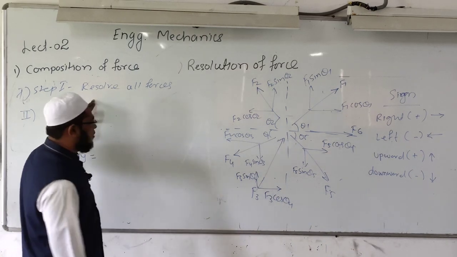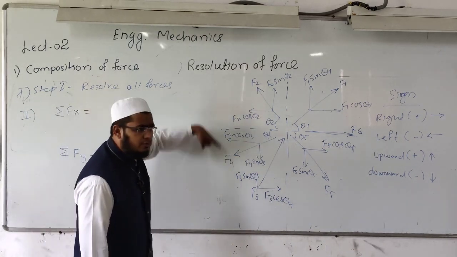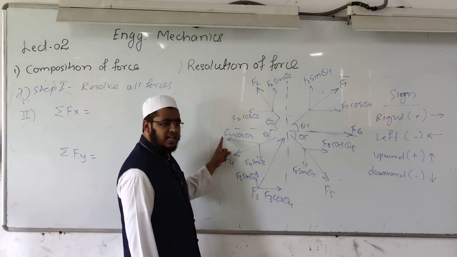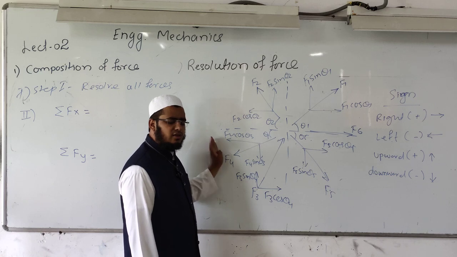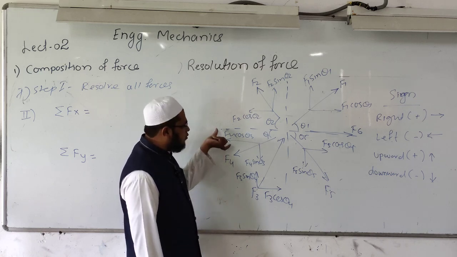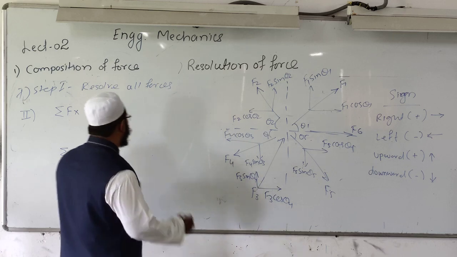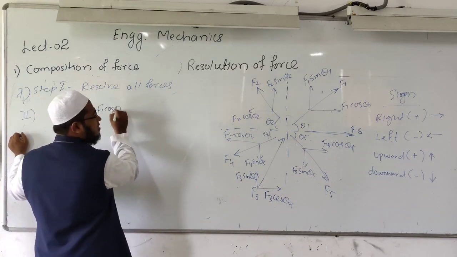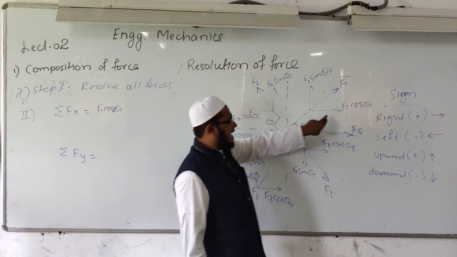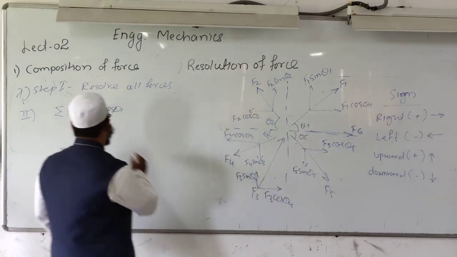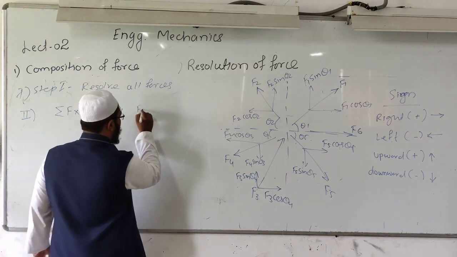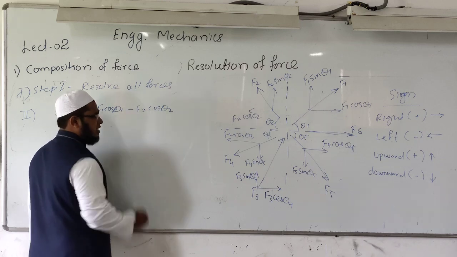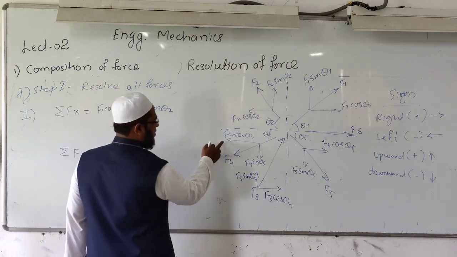Now in algebraic sum we will add all the components of the forces. The very important thing is that while taking the algebraic sum of x-axis horizontal forces or vertical forces, we have to consider only the components. Here we will consider F1 cos theta 1. We will see its direction. Its direction is rightward, therefore it will be considered as positive. Then F2 cos theta 2, it is leftward, it will be considered as negative.